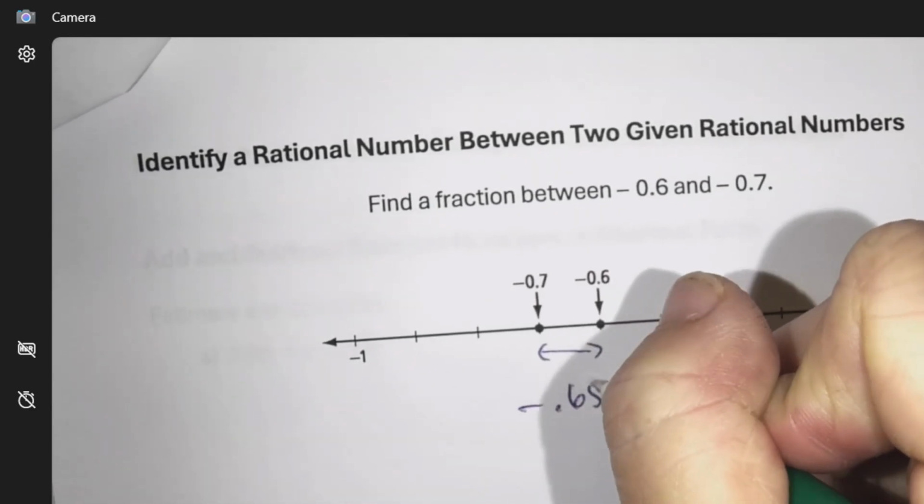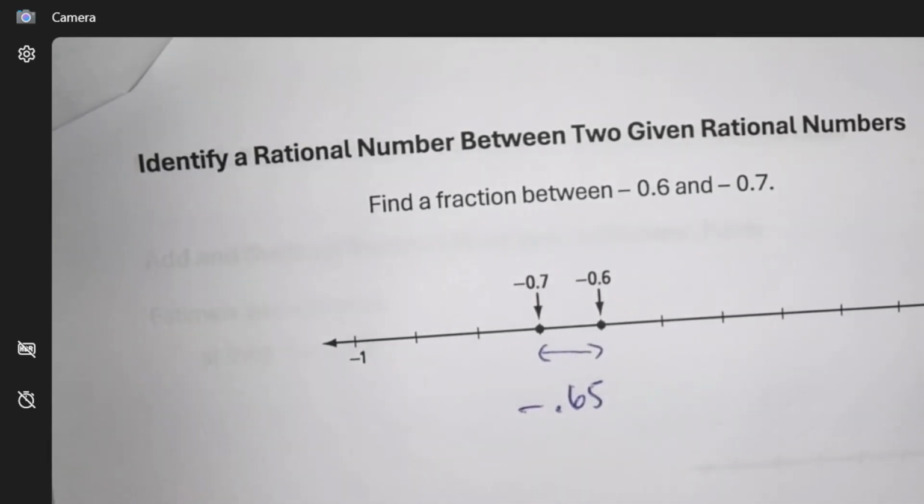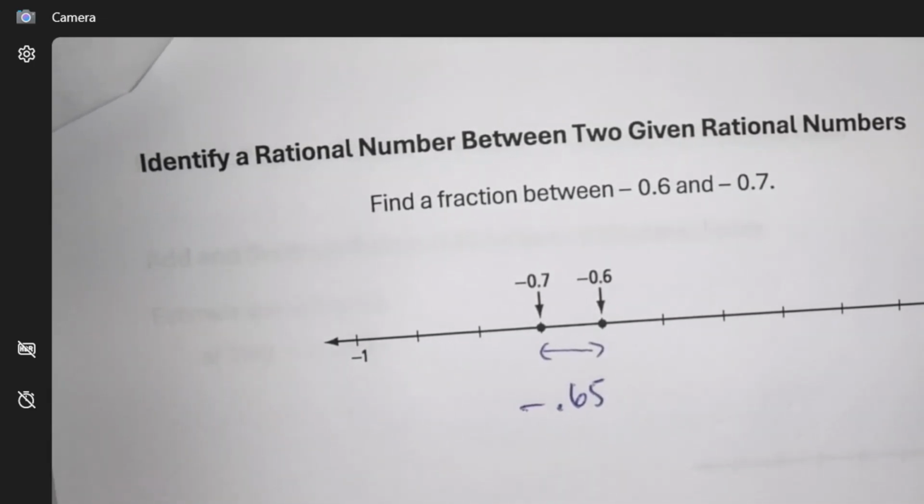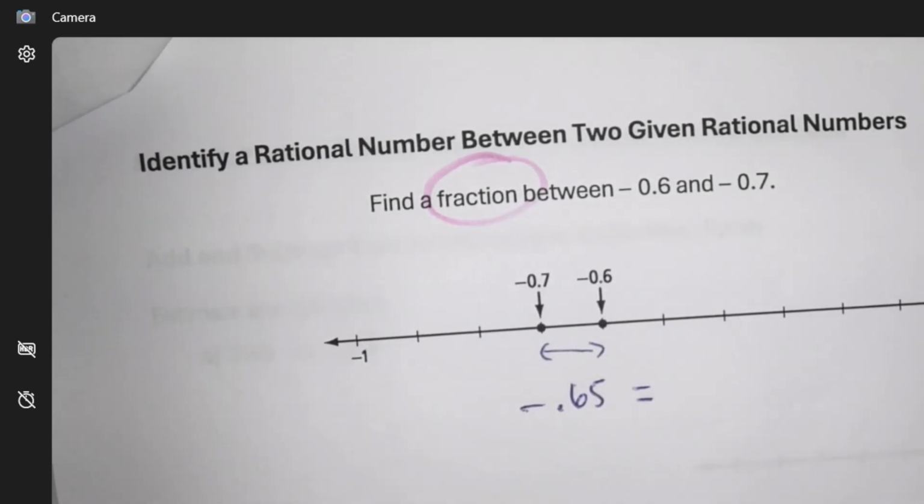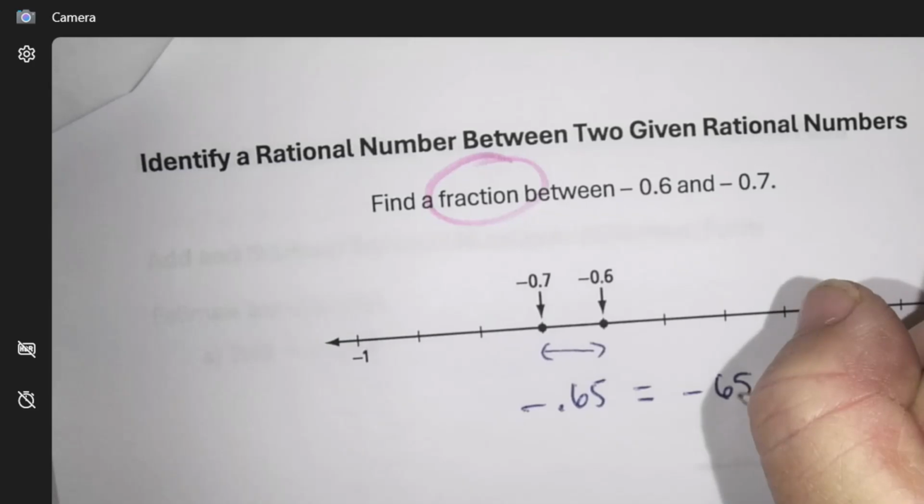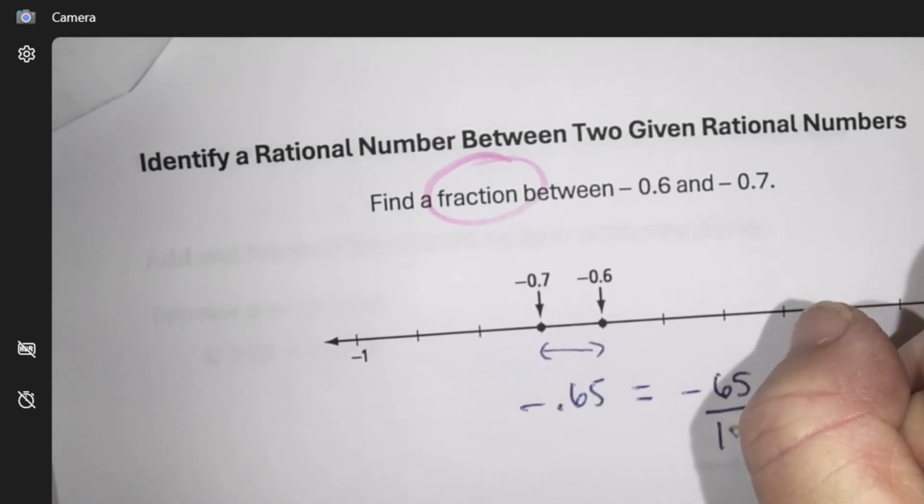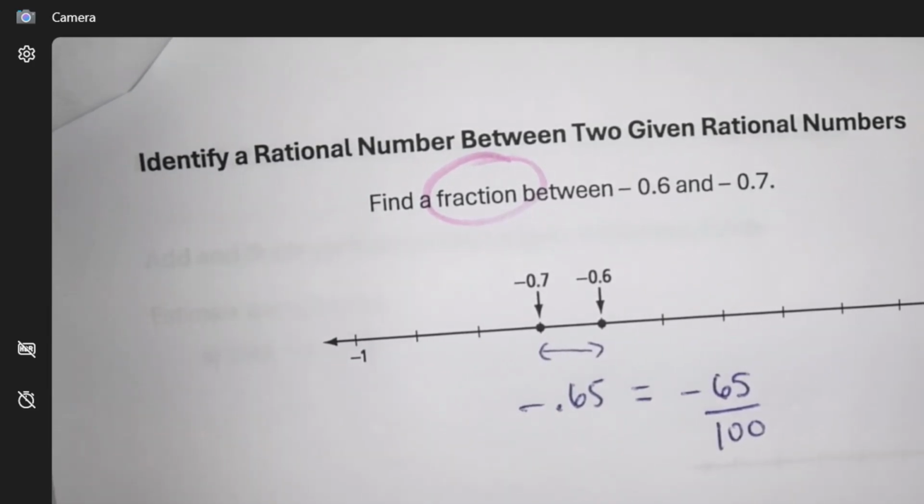Negative 0.65. Okay, but that doesn't answer my question because I said give me a fraction. So we will take that, but we need to change it to a fraction. 65 over 100. Yep. 2 decimal places is 100, right? 1 decimal place is a 10th.